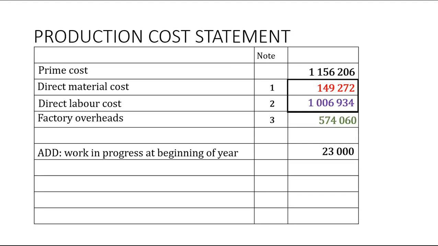Add this one here, your prime. Please watch the first video where I explain this, okay? Your prime cost added with your factory overheads, it'll give you your total production cost, which is TCM. I normally refer to it as TCM, but here it is TCP, which is your total cost of production. And that will be 1,730,266.